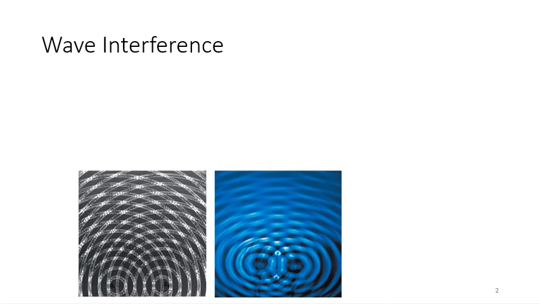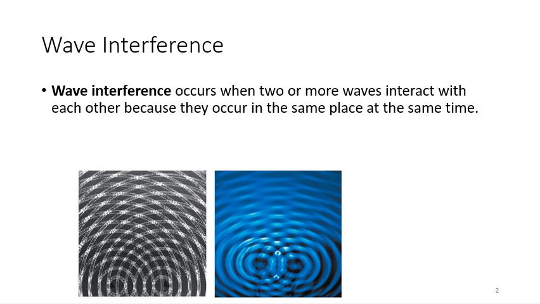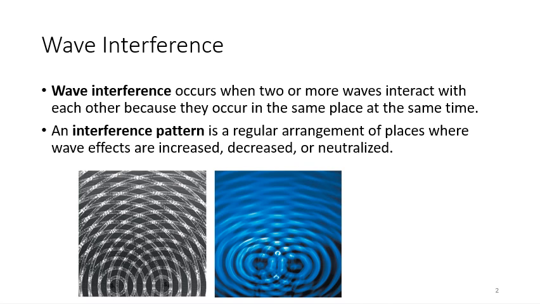Here we're going to talk about wave interference. Wave interference occurs if two or more waves occur at the same place at the same time with the same frequency. They could interact with each other, and then the wave interference happens. This wave interference could increase the wave effect, or decrease the wave effect, or it could neutralize the wave effect. So let's consider wave interference further in the next slide.